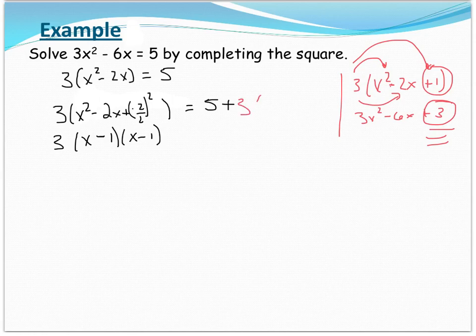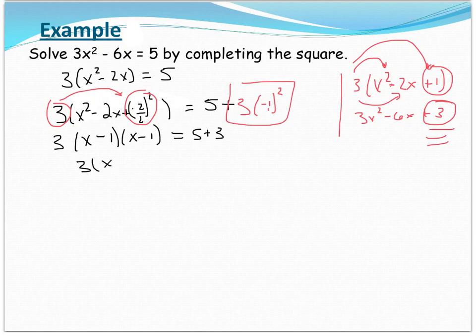So when we balance our equation, we want to make sure that the term we add is this piece here, which is the negative 1, multiplied by the factor on the outside. So we're going to add that piece in on the left side, on the right side. So that's going to end up being 5 plus 3. I'm going to write it as a binomial squared, and I get 3 times the quantity of x minus 1 quantity squared is equal to 8. I got to divide both sides by 3, and now I can go ahead and solve my equation. I have x minus 1 quantity squared is equal to 8 over 3.